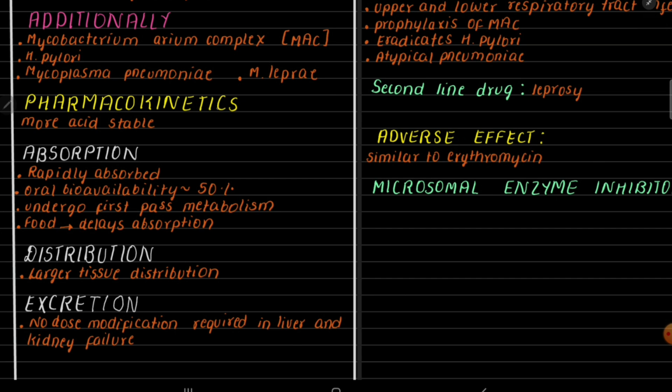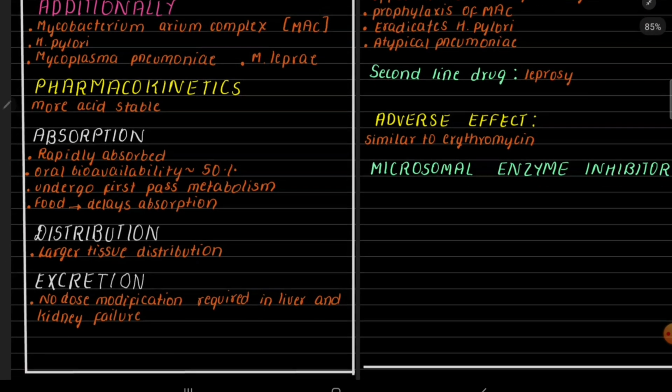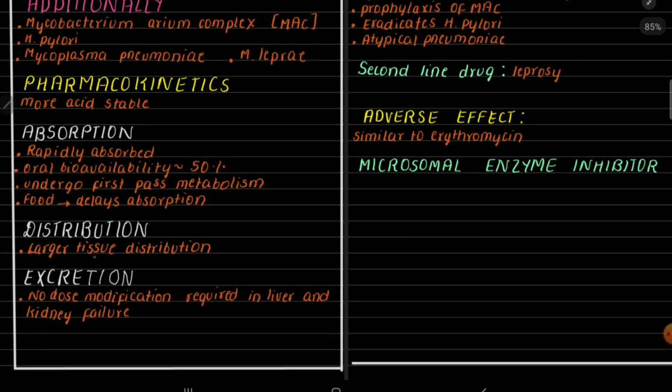Coming to the pharmacokinetics, clarithromycin is more acid stable than erythromycin. Also, it is rapidly absorbed and its oral bioavailability is around 50%, more than that of erythromycin, which was around 30 to 40%, if you remember. It also undergoes first pass metabolism, and food may delay its absorption. Clarithromycin has a larger tissue distribution and no dose modification is required in cases of liver and kidney failure.